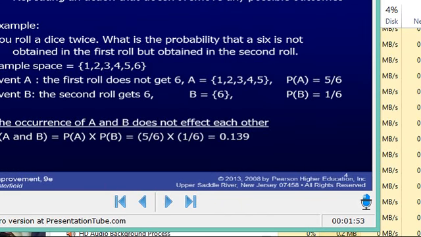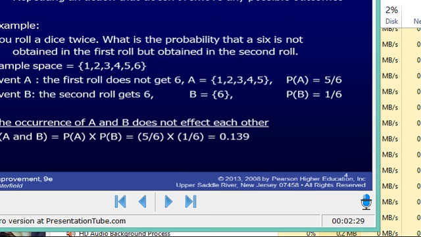Here's an example for the first situation of getting independent events. If you repeat an action that doesn't remove any possible outcomes, then your previous action and your following action are independent events. The events associated with a first action and a second action have no effect on each other. For example, you roll a die twice. What is the probability that a 6 is not obtained in the first roll but obtained in the second roll?